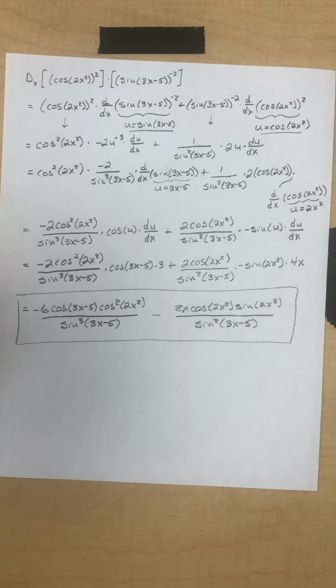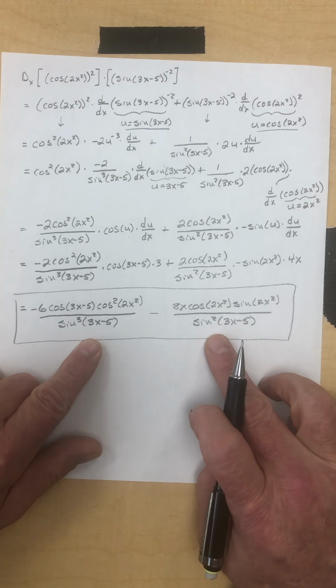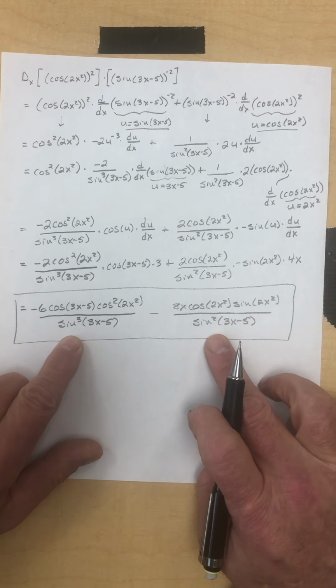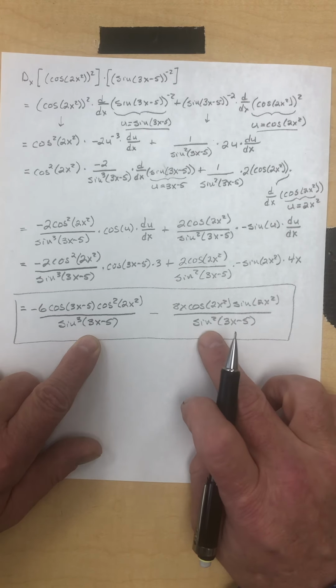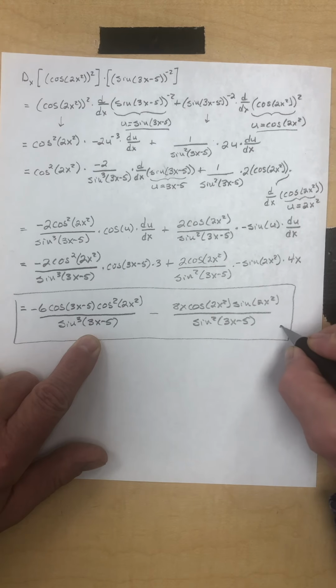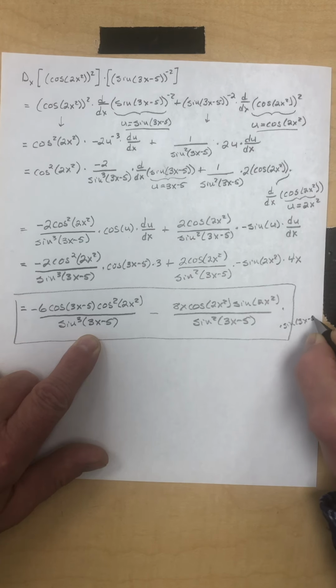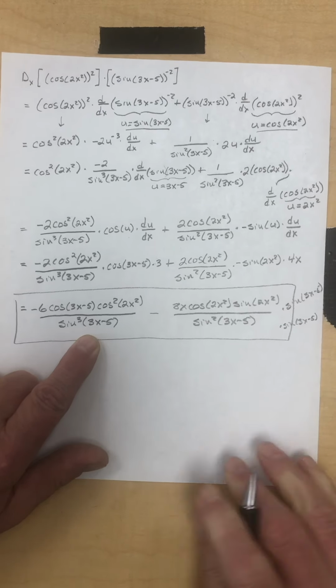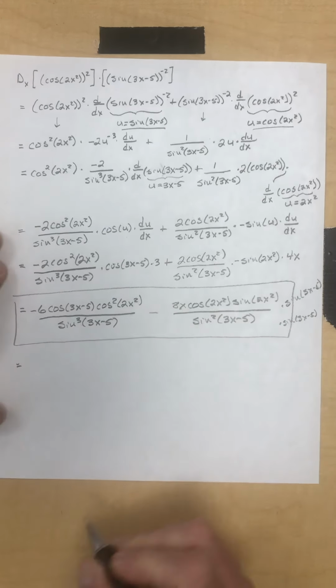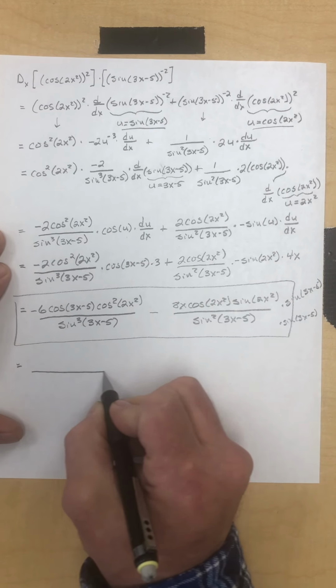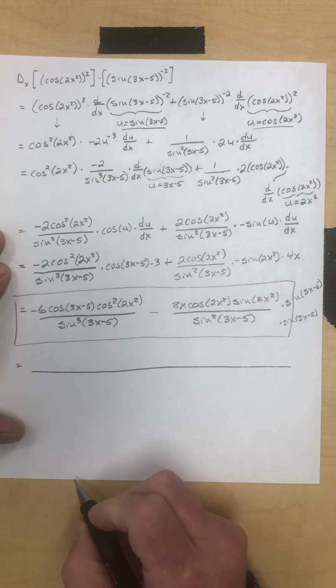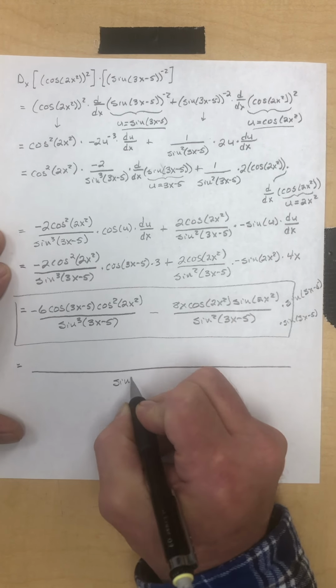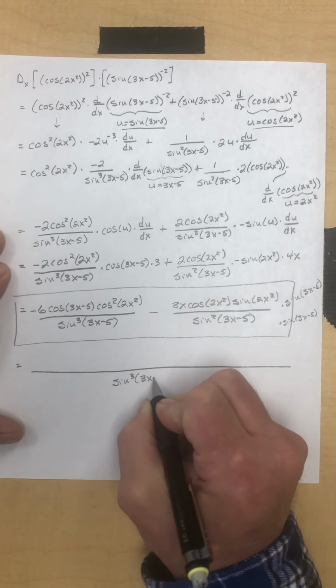So the only other thing we could possibly do is find a common denominator, and combine them just like we did in the last one. So this is sine cubed of 3x minus 5, and this is sine squared of 3x minus 5. So if I multiply above and below over here by sine of 3x minus 5, I could do that. Okay, so let's see if it cleans it up at all. Probably not.